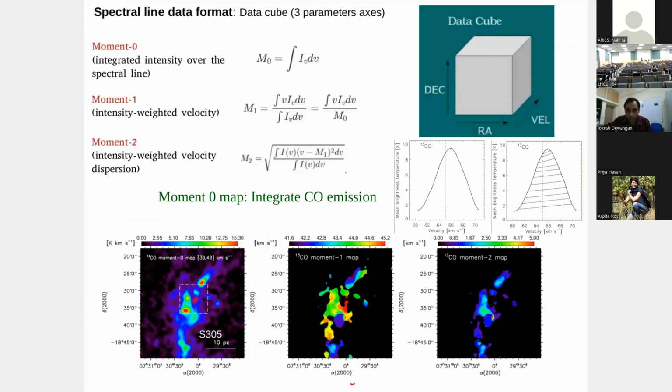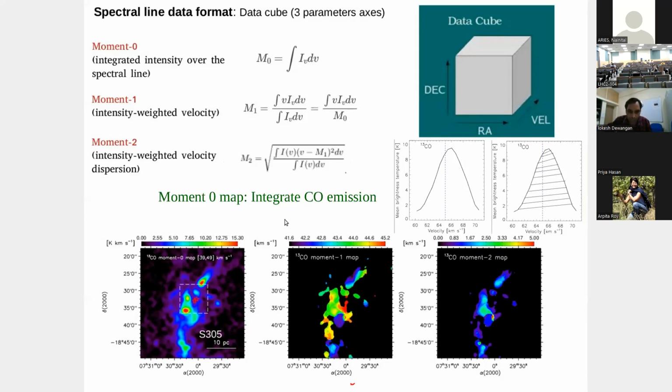We also use line data. As you know, we have continuum data and we have line data. In continuum data you only have 2D images, but in line data you have additional information, which is the velocity. So you have an area and you have velocity information. So you can study the gas motion along a particular direction, along the line of sight.